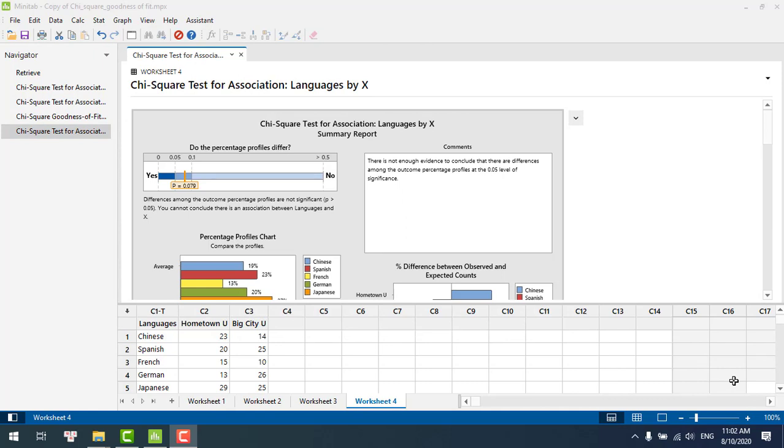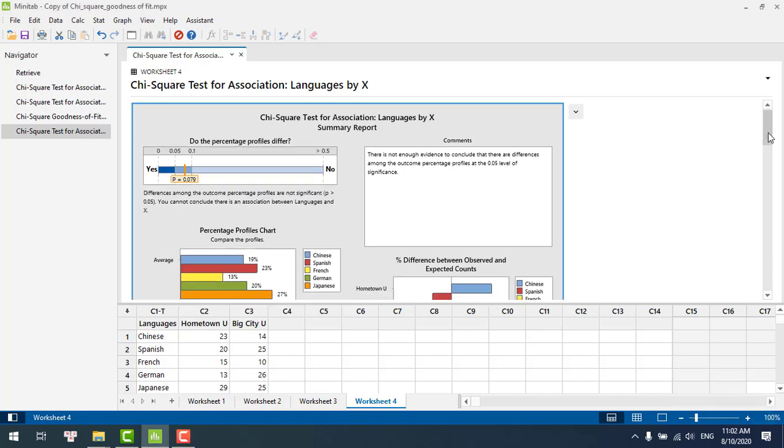Here's our report card, and we got a p-value of 0.079, which is higher than 0.05. In this case, our null hypothesis was that the languages would be distributed the same way in the 2 universities. Now, p is high, the null can fly, so that means that yes, languages are distributed the same way in the 2 universities, even though to the eye it doesn't look so.